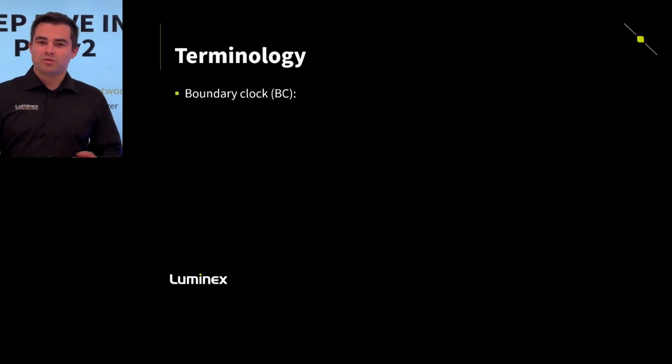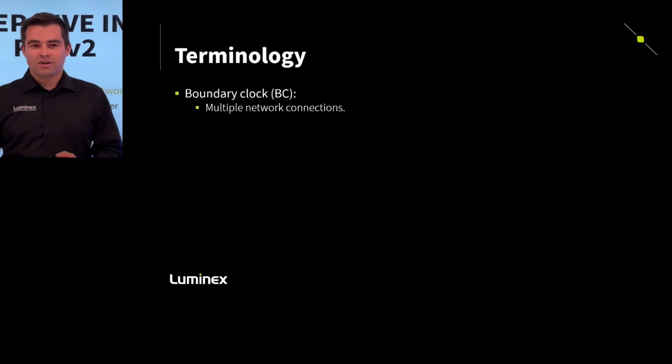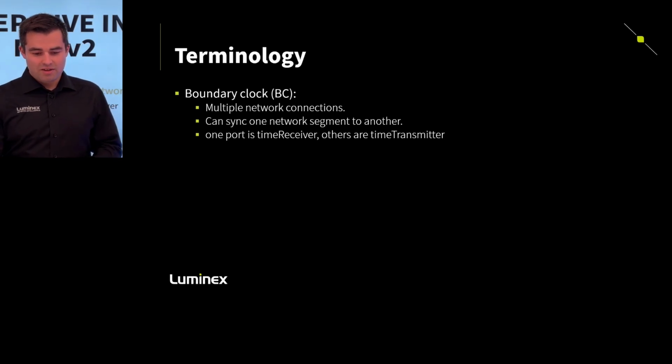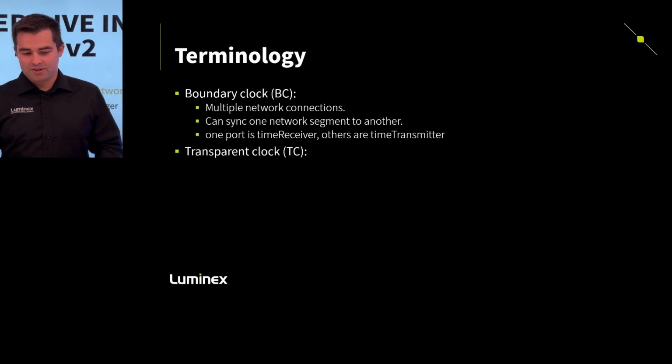Next, you can encounter boundary clocks. A boundary clock has multiple network connections, and it can sync one connection, so one network segment, to another segment. So one port of the boundary clock will be a time receiver. It will get time from a path towards the grandmaster, and it will distribute this time again on all other ports as a time transmitter itself. The boundary clock will also sync an internal clock to the time transmitter.